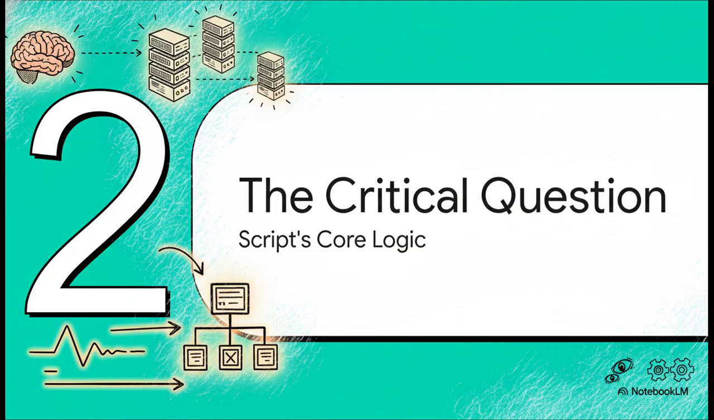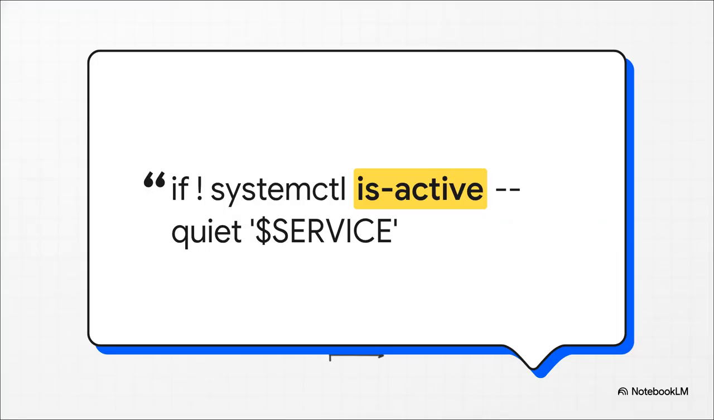Now let's get to the real brain of the operation. This next part, it's just a single line of code, but this is where the script asks its one all-important question. Now, don't let this code freak you out. It's actually really simple. It's just the script asking the system a very direct question. systemctl is-active. That's just the standard way in Linux to ask, hey, is this service running? The --quiet part just tells it, look, don't give me a big speech, just a yes or a no. And that little exclamation mark at the start, that's the secret sauce. It completely flips the logic. So this line doesn't mean if the service is active, it actually means if the service is not active.